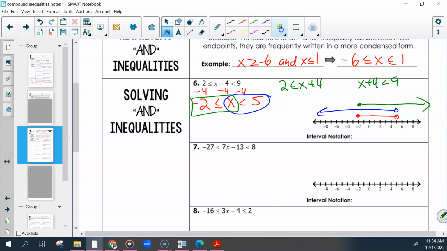Right. Interval notation, where they overlap would start at -2. That would be a bracket because it's closed. It would end at 5, but that would be a parenthesis because it's open. So for your "and" inequalities, you could have bracket, parenthesis, bracket, bracket, parenthesis, parenthesis. Might be a mix, might not be.